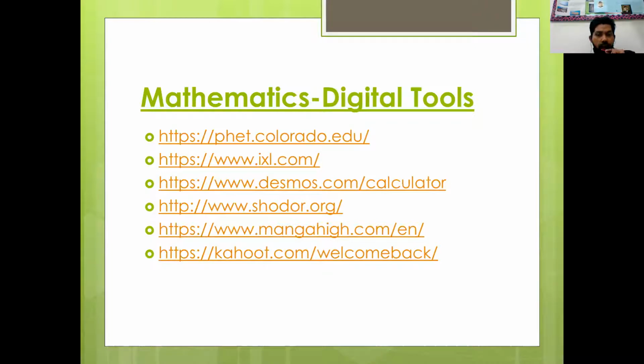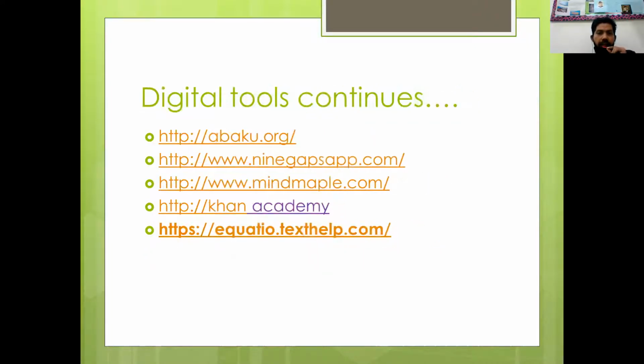Shudder and Mangahigh, we already did the activity in the school, and Kahoot, you know, everyone, and Abacus and Nine Gaps app will be there. Mind Maple: for a particular topic, for example numbers, with Mind Map you can get the complete information. Khan Academy, and the last one, this is the latest one, Equatio, texthelp.com. I'll show you some videos regarding this.